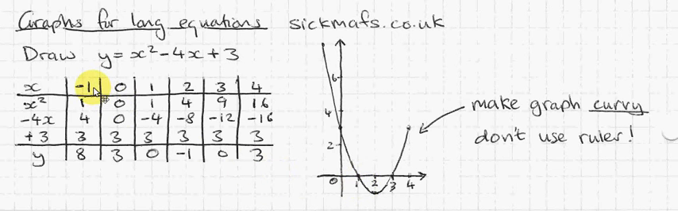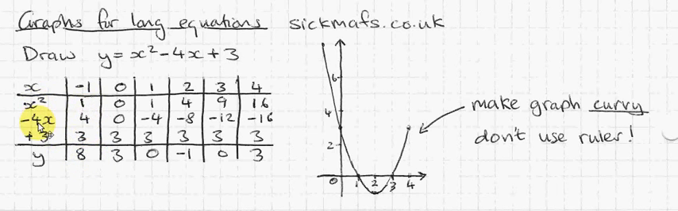Let's do minus 1. If x is minus 1, then x squared is 1, because minus 1 times minus 1 is positive 1. Minus 4 times minus 1 is plus 4, and that 3 is there as always. So 1 plus 4 plus 3 is 8. Notice I'm adding them together.